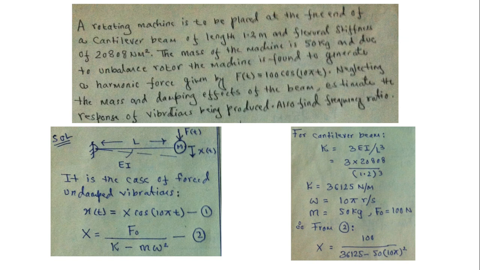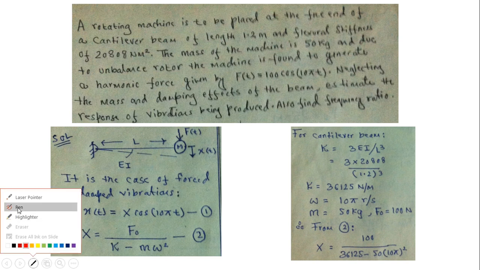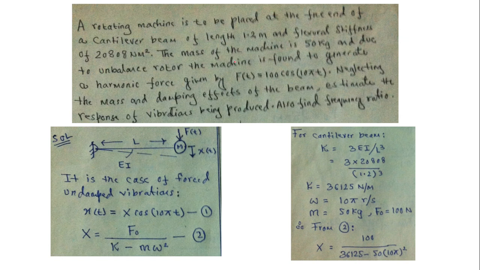Now this problem says that a rotating machine is to be placed at the free end of a cantilever beam which has a length of 1.2 meters and flexural stiffness of 20808 Newton meter square. Flexural stiffness is, by the way, the product of EI. The mass of the machine is 50 kilograms, and due to an unbalanced rotor, the machine is found to generate a harmonic force given by this expression: F(t) equals 100 cos 10 pi t. Neglecting the mass and damping effects of the beam, estimate the response of vibrations being produced. Also find the frequency ratio.